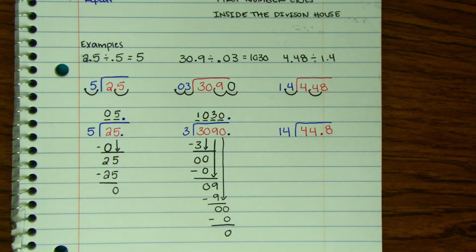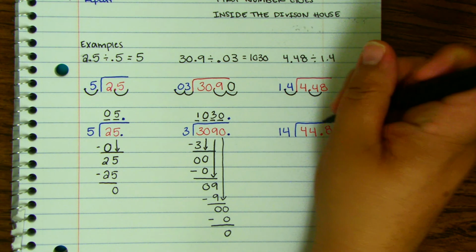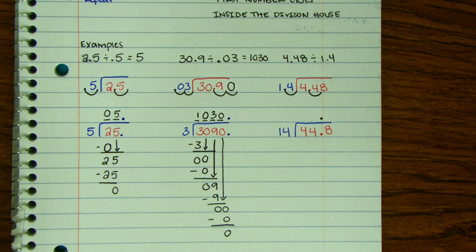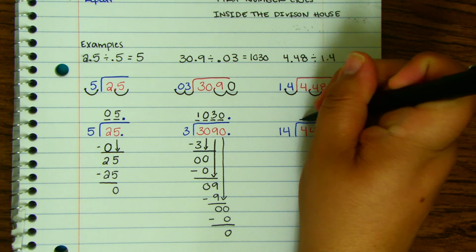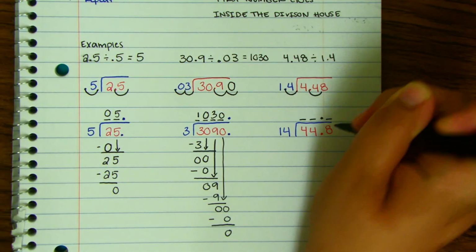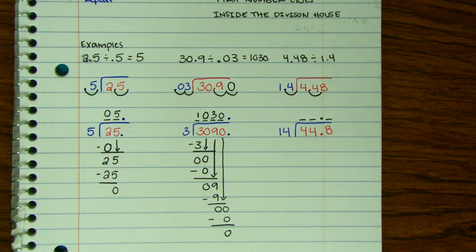Before I can start dividing, I need to bring my decimal point up. And then I also need to put some place value holders in. So it looks like on this problem, I might end up with a decimal point. Let's see. Let's work it out.